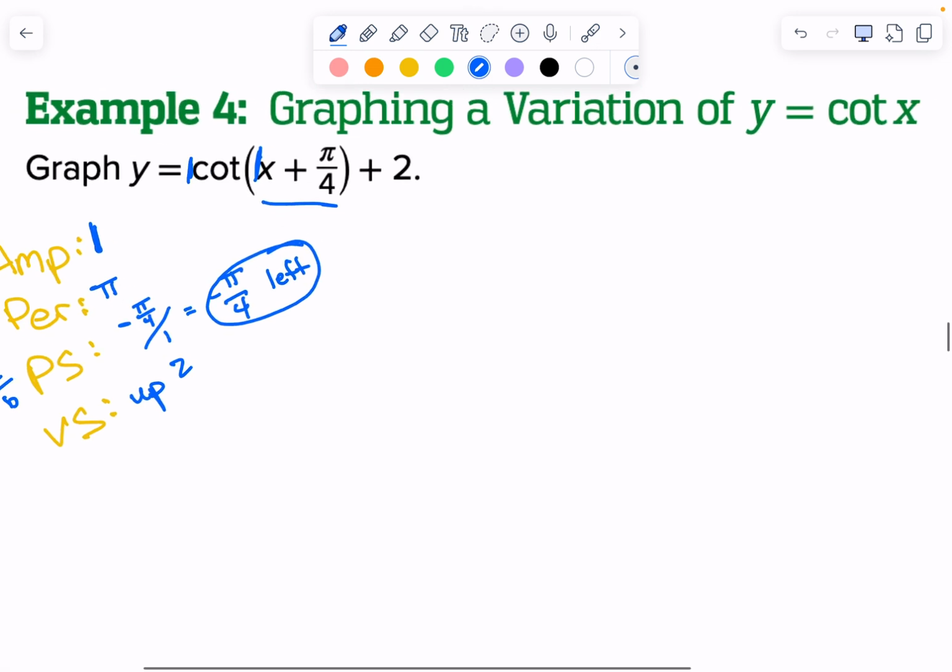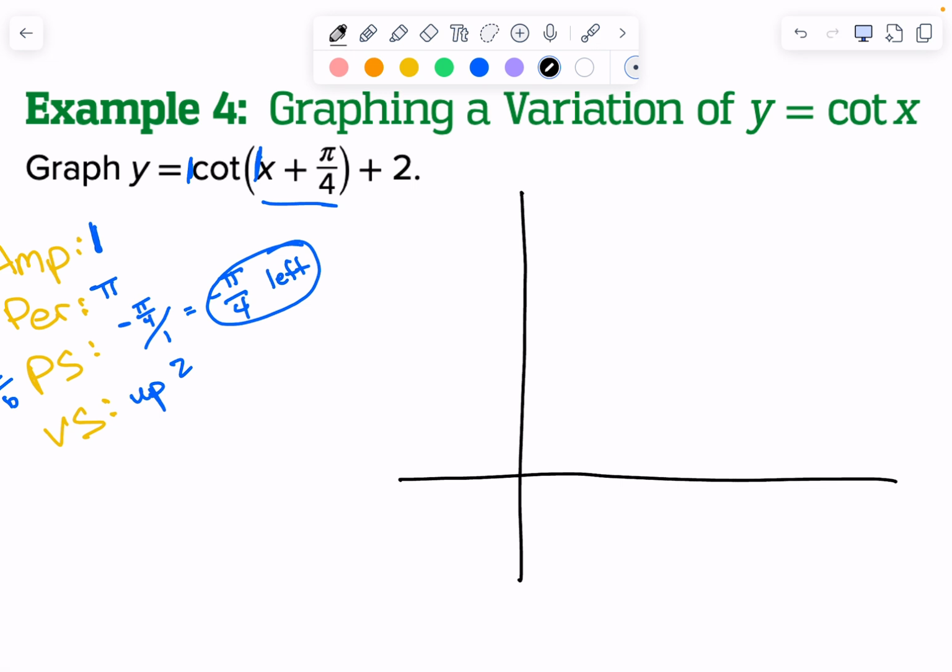All right, here we go. We're going left a little bit, so I'm going to put him over here. There's my x and y axis. Got it. Okay, where should we start? Mark your x-axis.